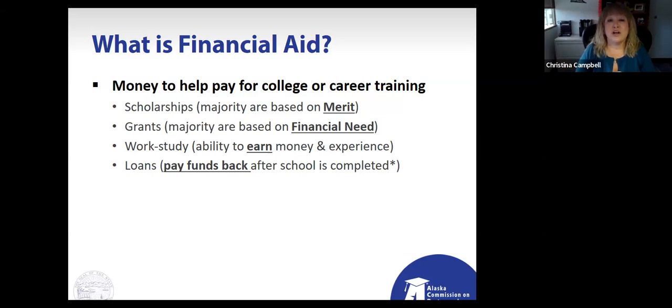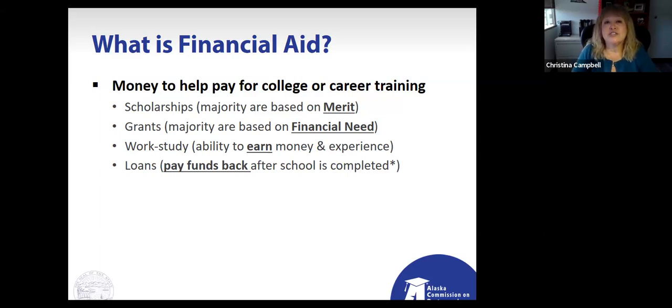A grant, on the other hand, and a lot of students get these words mixed up. A grant is not a scholarship. They don't have to earn it. They have to apply for it by filling out the FAFSA, but a grant is free money based on need. What need means is that the family is either a really large family or a lower income family. So it's based on finances for the most part.